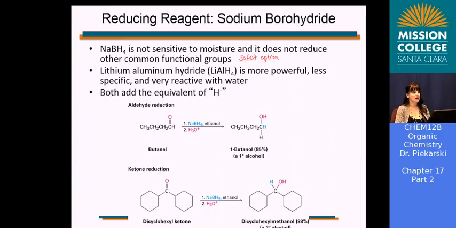Whereas the more powerful reducing agent is lithium aluminum hydride, and it is powerful, and it's less specific. It'll reduce carboxylic acids and esters and other groups, but it's very reactive with water, so you have to be really careful when you're working with it in the laboratory. So if you're working with aldehydes and ketones, I suggest that you use sodium borohydride rather than lithium aluminum hydride. But I just want to point out that lithium aluminum hydride will work as well.